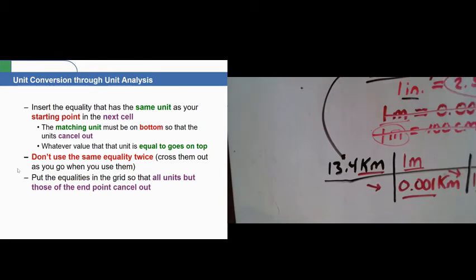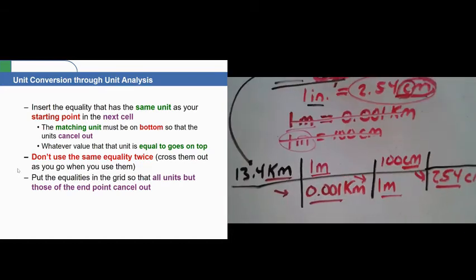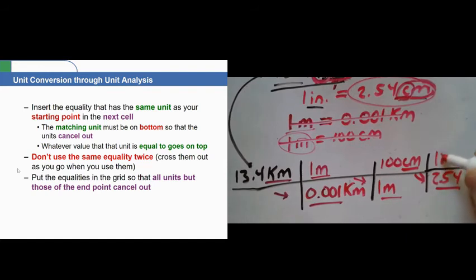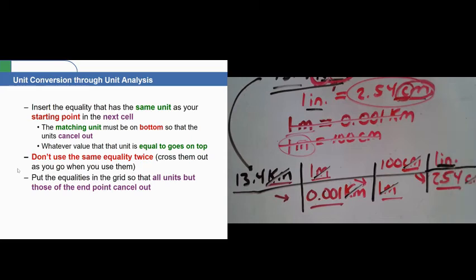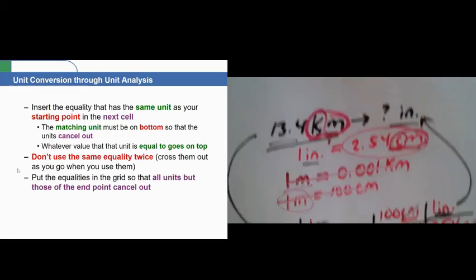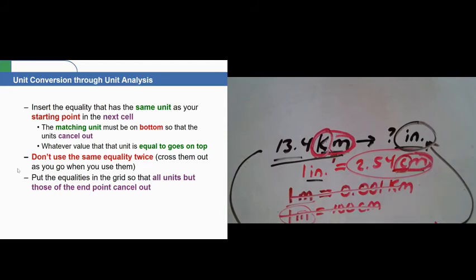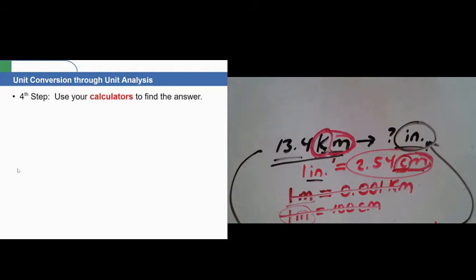The only other centimeters is right here, so that's 2.54 centimeters, and it's equal to 1 inch, which goes on top. Now, double check to make sure that you have everything set up correctly. Kilometers cancel out with kilometers, meters cancel out with meters, centimeters with centimeters, and the only unit left, inches, matches that of our starting point. That's how we know we have set it up. So you want to make sure that everything is good.